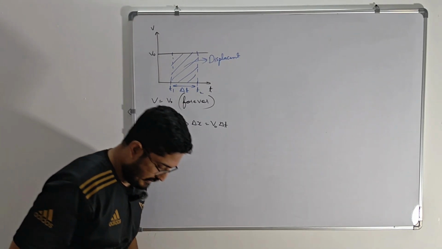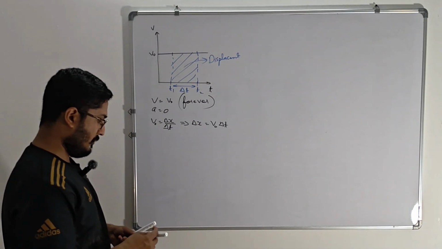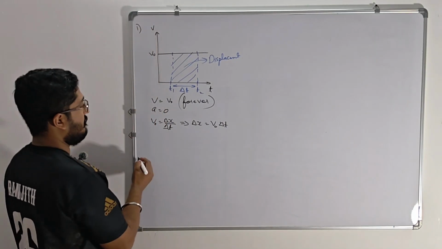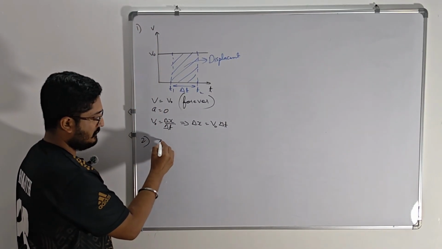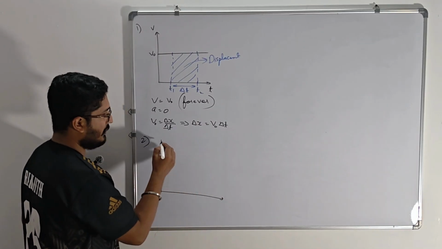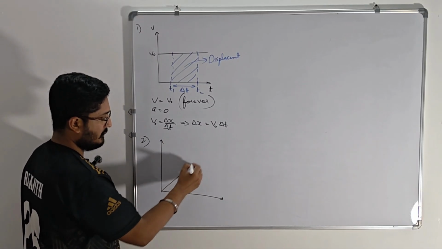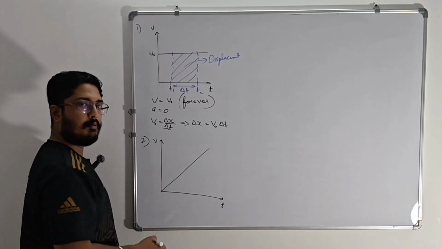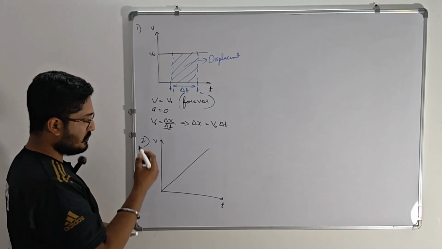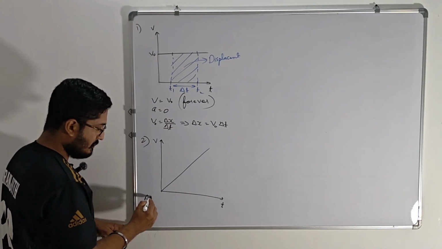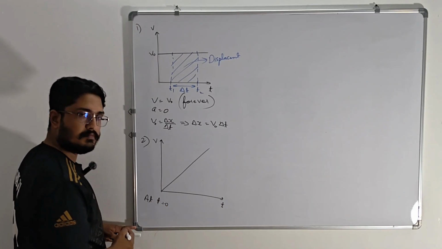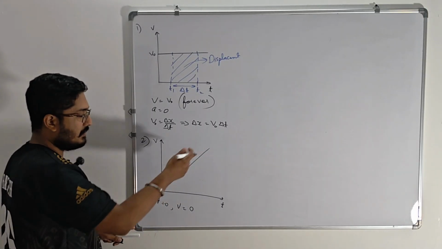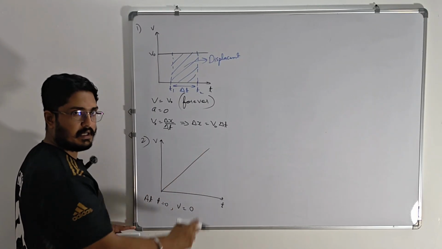So this was the first case, case number 1. What if I go for the next case? This was the first diagram. What if I go for another diagram? This time I am drawing the diagram, let us say, in this way. It's also a VT graph. Then what would be my conclusion? My conclusion here would be that at t equal to 0, what can I say? V is equal to 0.